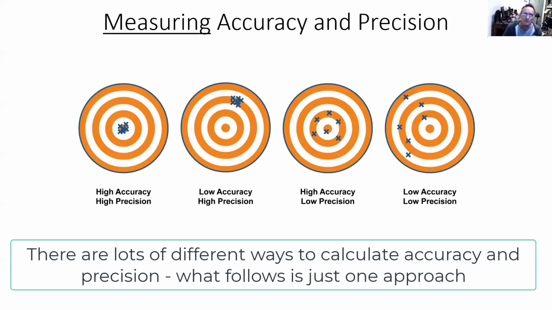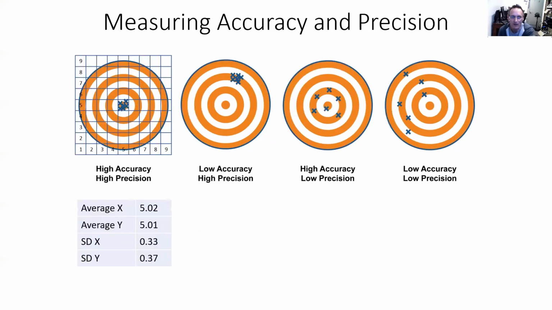So we've talked about defining accuracy and precision, and let's look now at measuring accuracy and precision. As I've already hinted, there are two very straightforward ways of going about this, and these are two ways that are widely used in the eye tracking literature. That's basically to compute averages and standard deviations.